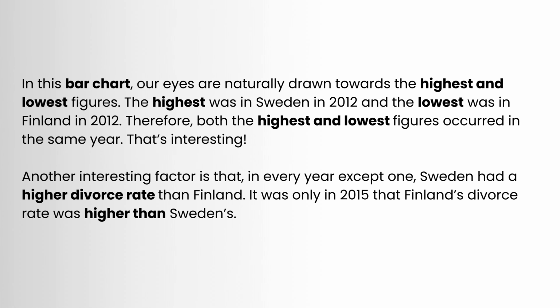In this bar chart, our eyes are naturally drawn towards the highest and lowest figures. The highest was in Sweden in 2012 and the lowest was in Finland in 2012. Therefore, both the highest and lowest figures occurred in the same year. That's interesting. Another interesting factor is that, in every year except one, Sweden had a higher divorce rate than Finland. It was only in 2015 that Finland's divorce rate was higher than Sweden's.